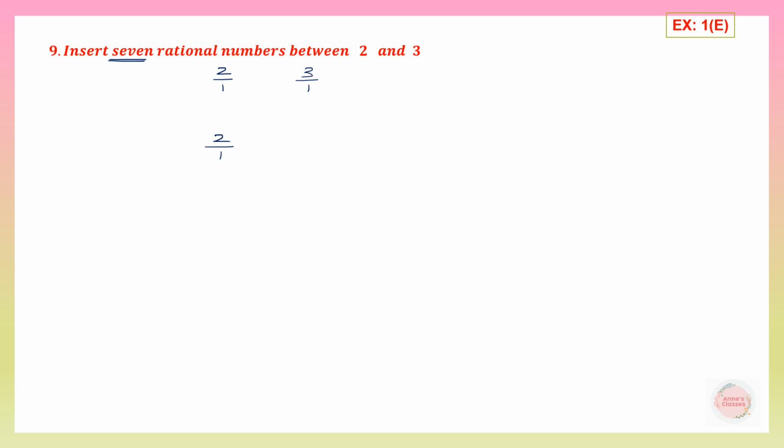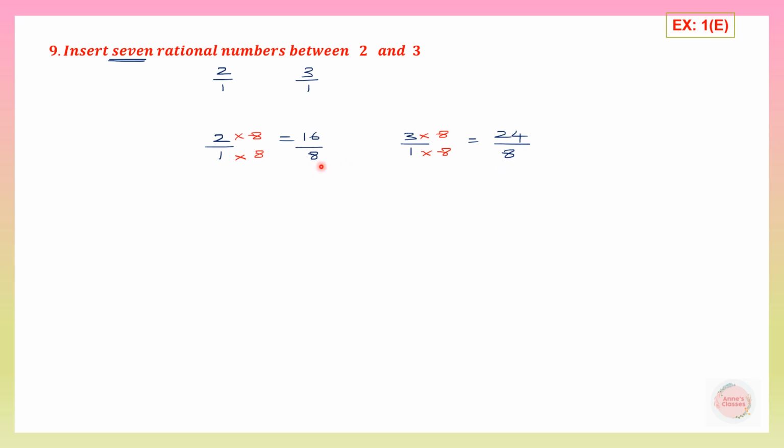2 by 1, we have to multiply it by 8. So multiply the denominator by 8 and the numerator by 8. 2 8s are 16 and 1 8 is 8. Take the second rational number, 3 by 1. This also, multiply the numerator and the denominator by 8. So now what do we have? 3 8s are 24, 1 8 is 8. So now can you see both the rational numbers have the same denominator.